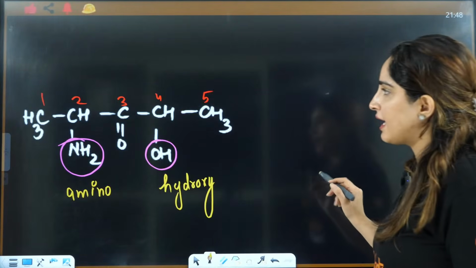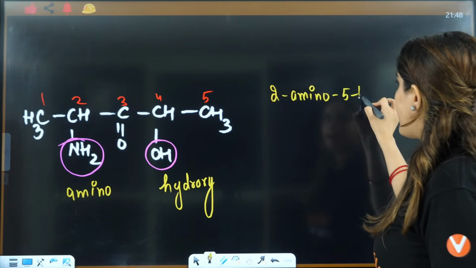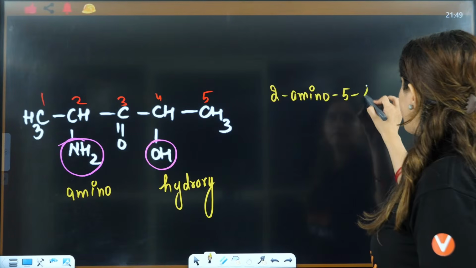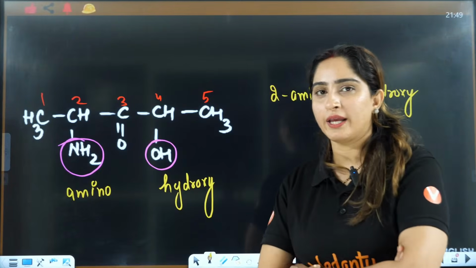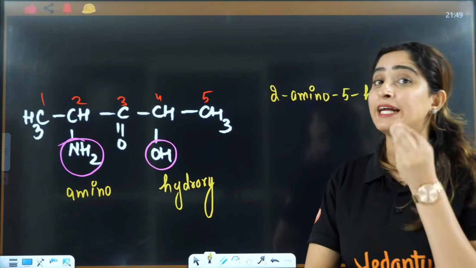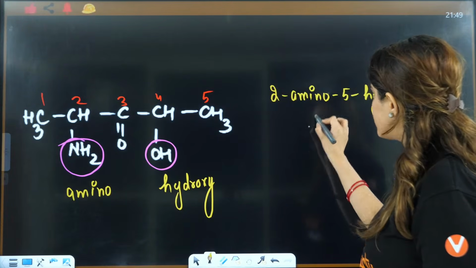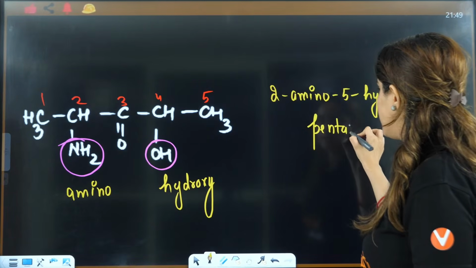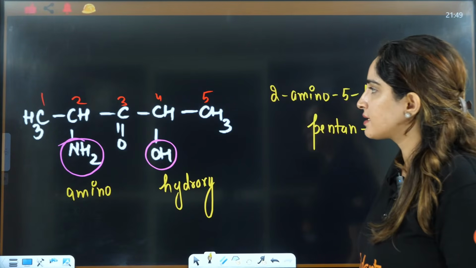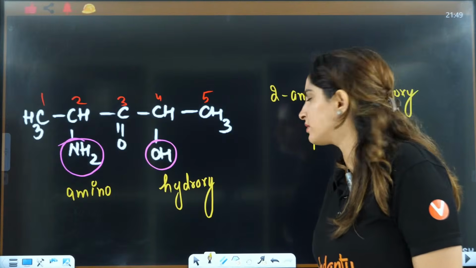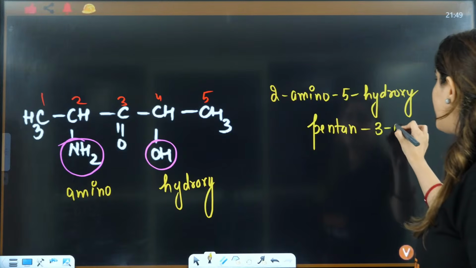And here you will have 2 amino, 5 hydroxy. Now tell me what I told you. Ketone will be written as either keto or oxo. Both it can be. So I'll write it as pentane 3-oxo. No, why am I writing it like 3-oxo? It will be written as pentane 3-one.